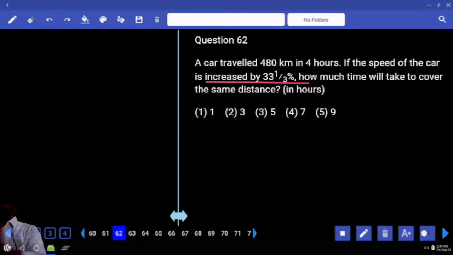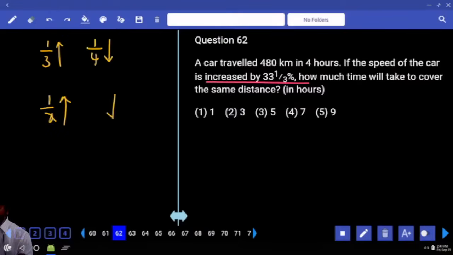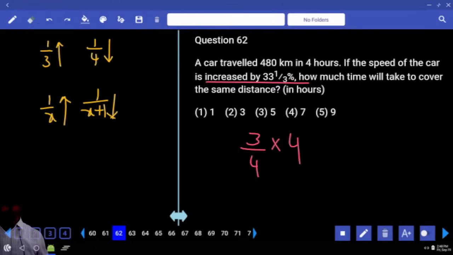What happened to speed? By how much? If speed increases by 1/3, by the inversely proportional rule, time should decrease by how much? For an increase of 1/x, there will always be a decrease of 1/(x+1). We discussed it. If 1/3 increases, 1/4 decreases, correct? If it decreases by 1/4, how much does it become? 3/4 of the original time, 4 hours. Cancel the 4s.